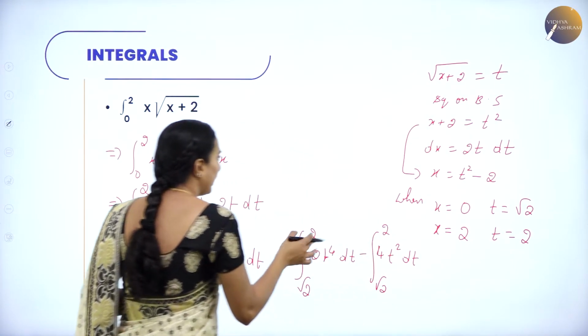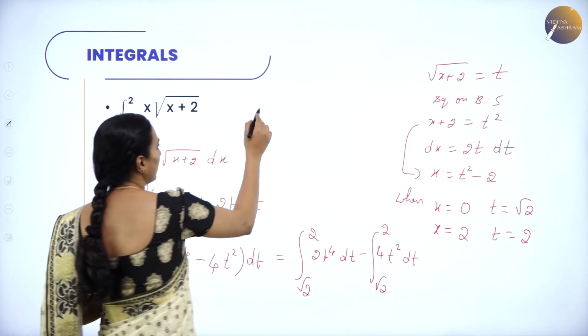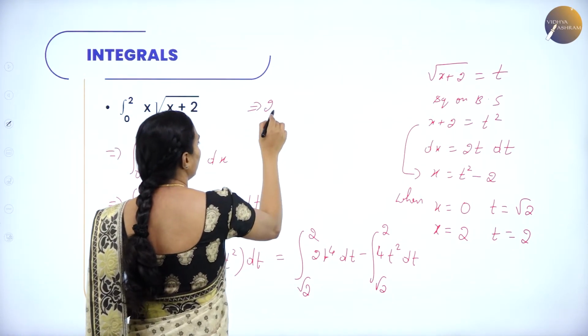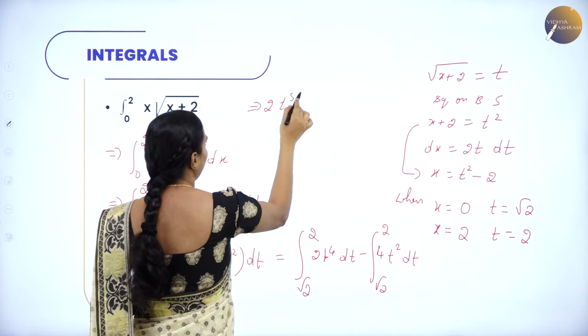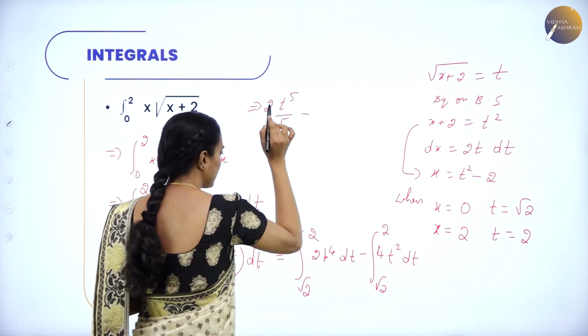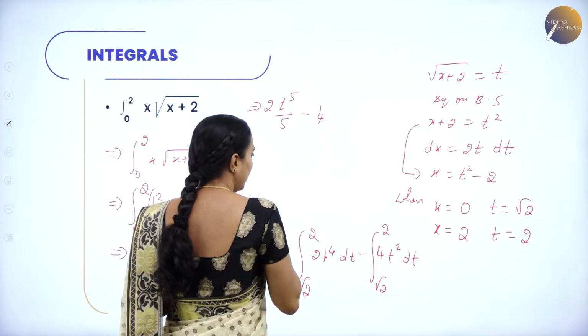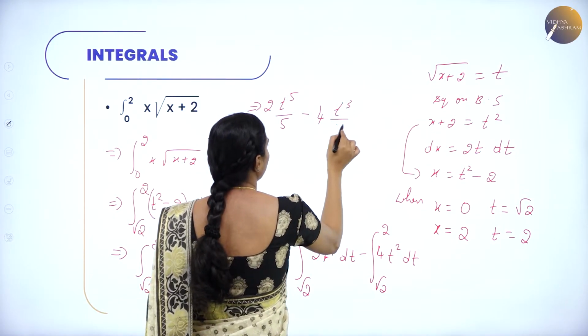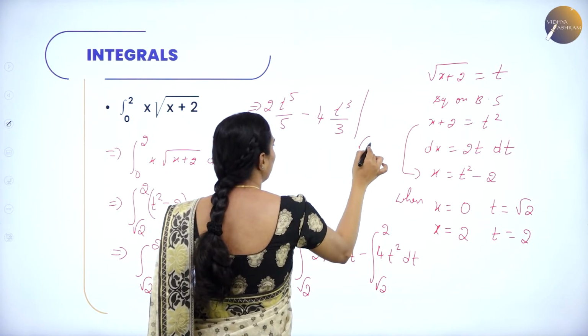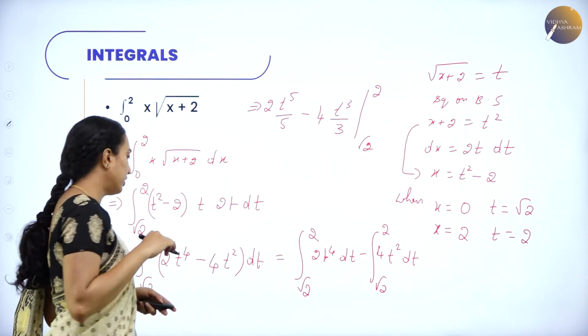If you know directly, you can integrate. Now you can integrate: this will become 2 into t to the power of 4, which is t to the power of 5 divided by 5, minus 4 into t squared, which is t cube divided by 3, from the limit root 2 to 2. I hope you understood this one.